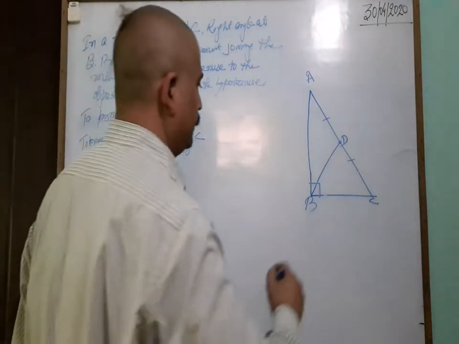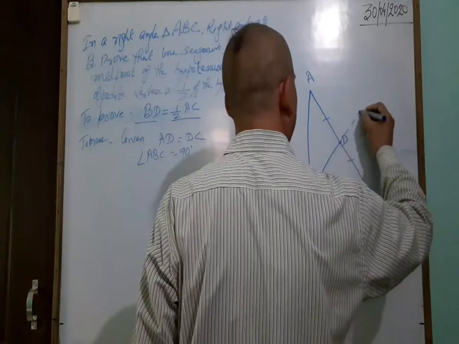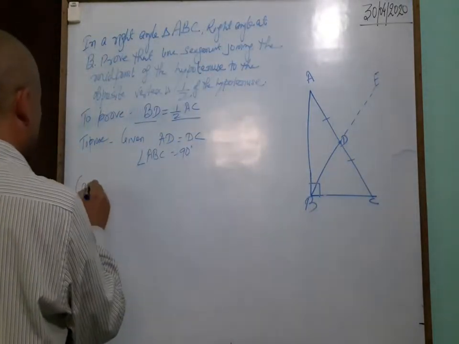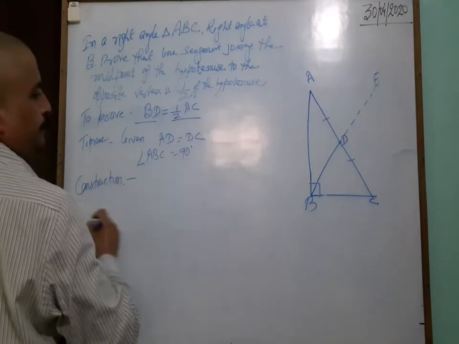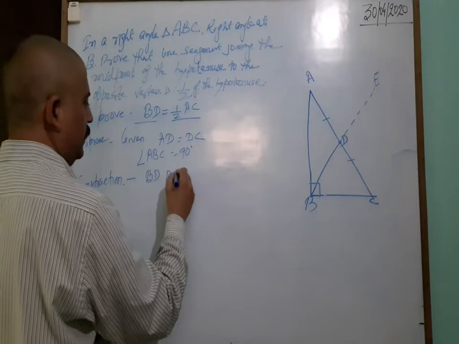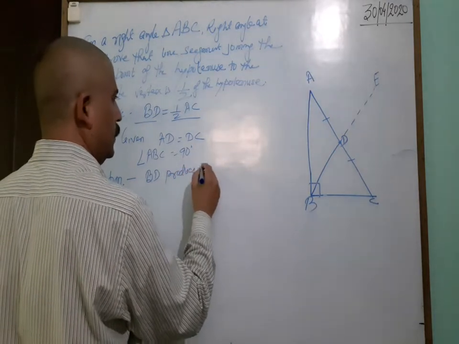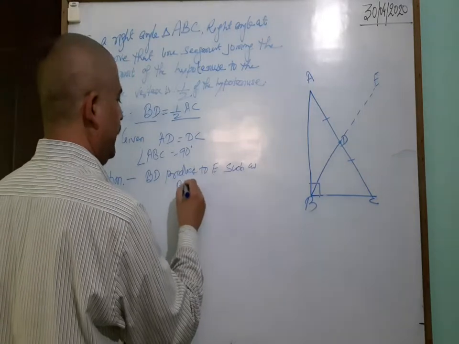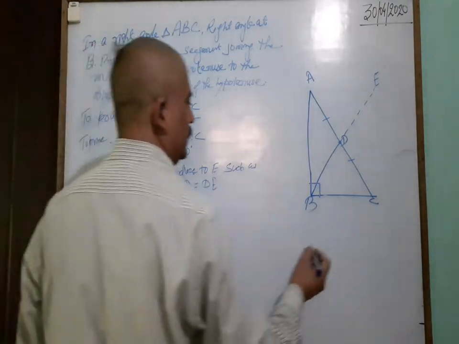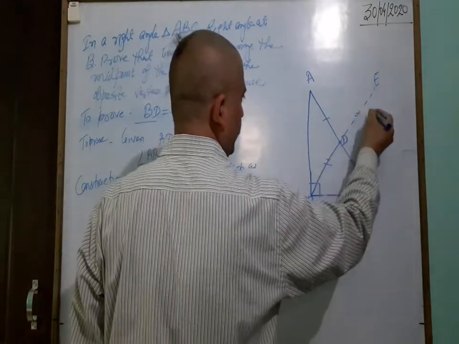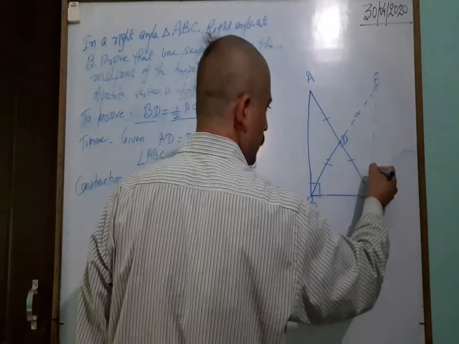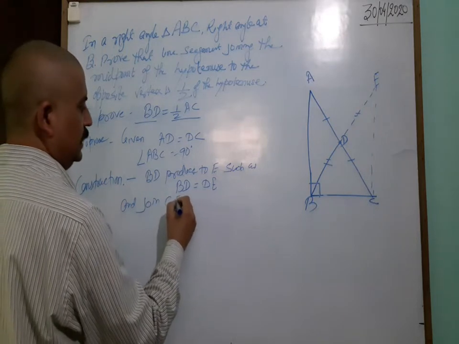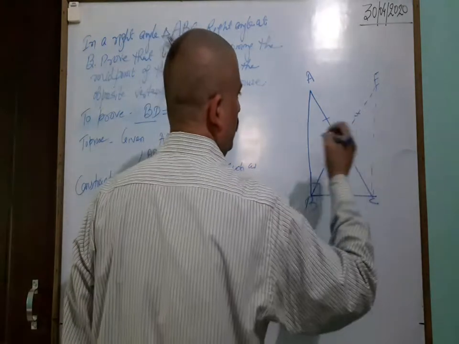But in that condition we cannot solve it, so we do a construction. We produce BD to E such that BD equals DE, meaning the length of BD equals DE. And join CE. Then we get two triangles.